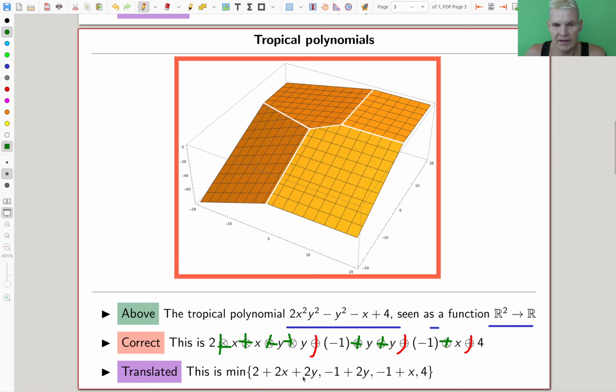2xy, 2 plus 2x plus 2y, minus 1, y minus 1 plus and whatever. And then you replace the outer thing by a min. And that's the corresponding function. And those functions tend to look like this. They have this piecewise linear shape.